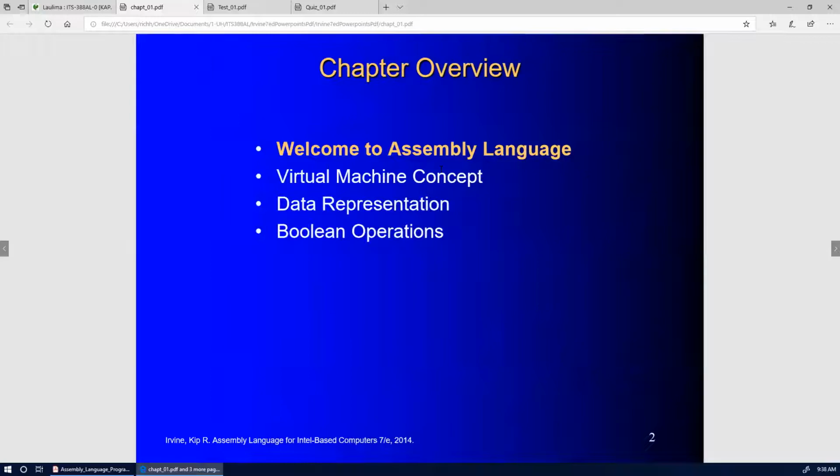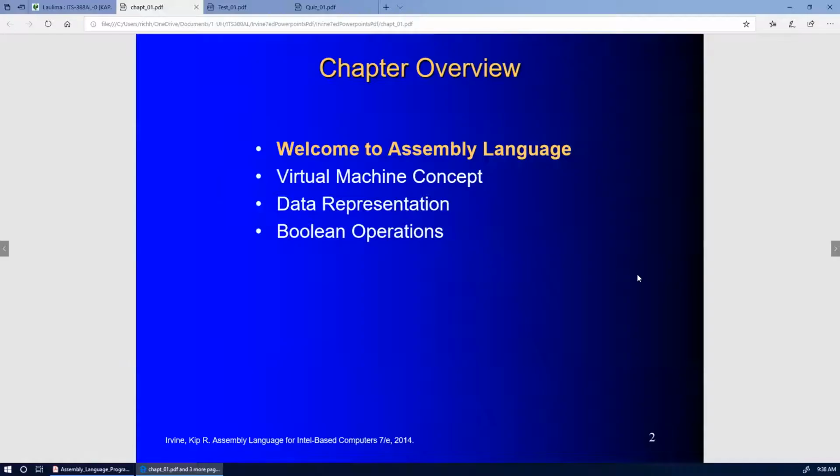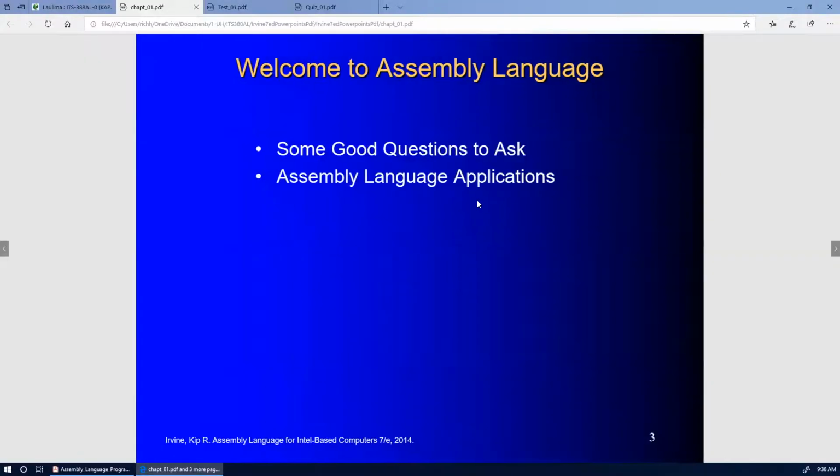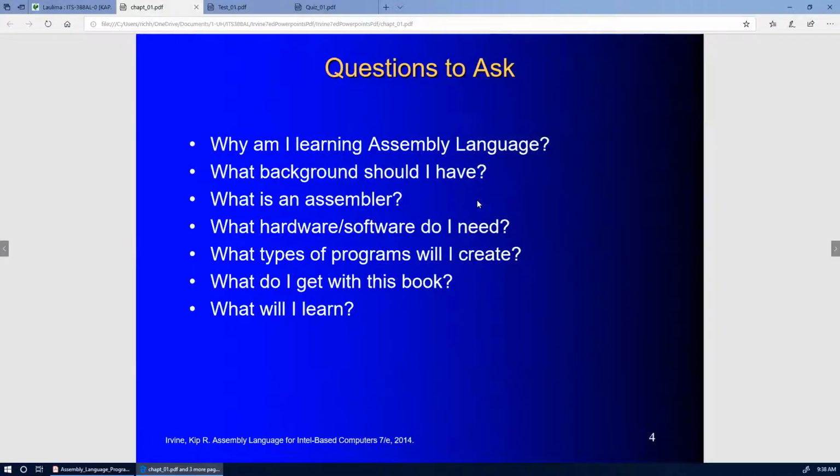Let's see. Welcome to the virtual machine concept. This is kind of important, but it's not super important. Data representation is very important, and Boolean operators are very important. So, why am I learning assembler, hardware, software?